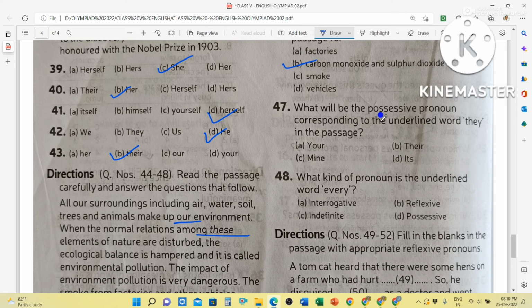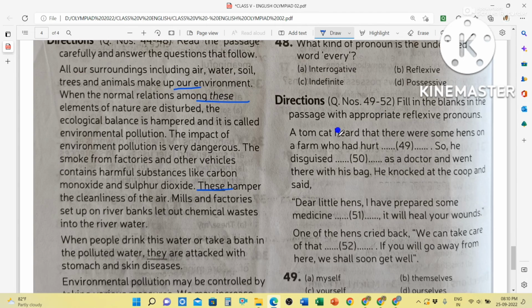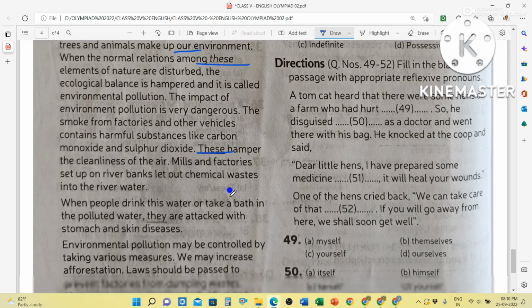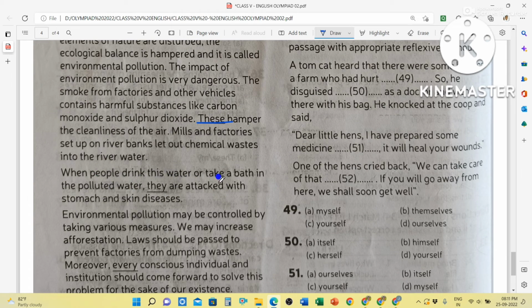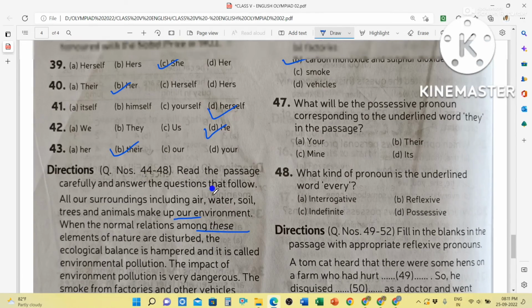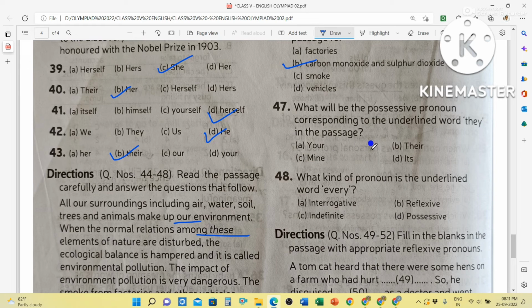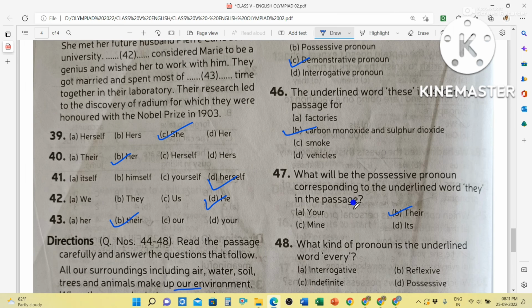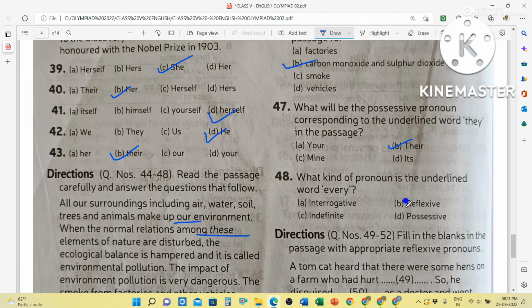What will be the possessive pronoun corresponding to the underlined word they in the passage? Here: when people drink this water or take a bath in the polluted water, they are attacked with stomach problems. Here we can use their, right? Their stomach problem. So the possessive pronoun for they is their. We can use their instead of they if we modify the sentence.